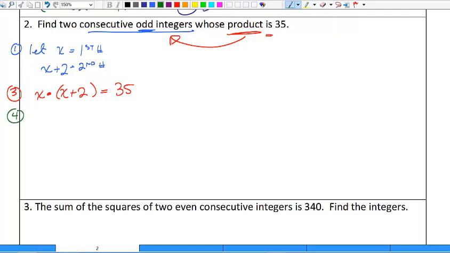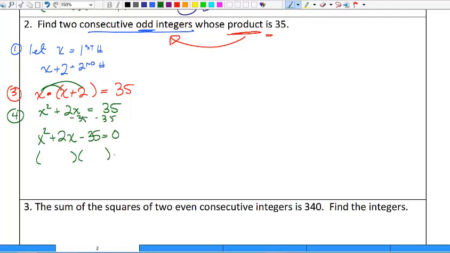Step 4, this is the work step. This one takes a little bit of time, but this is what we've been practicing for the last couple lessons. So I'm going to subtract 35 on both sides. And I think I can factor this one as well. Is that 5 and 7? With a positive on the 7 and negative on the 5. So I'm going to set each of those factors equal to 0.